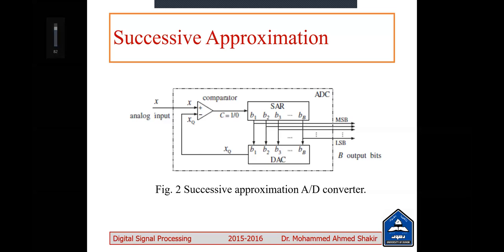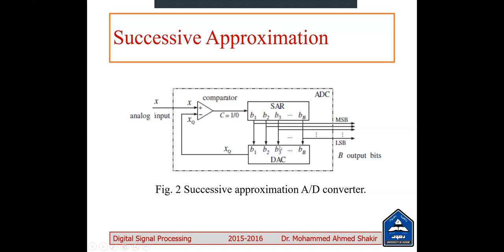Okay. Now we have three building blocks in the successive approximation A to D converter. The first block is the comparator. Here we have the successive approximation register, and here we have the D to A converter.